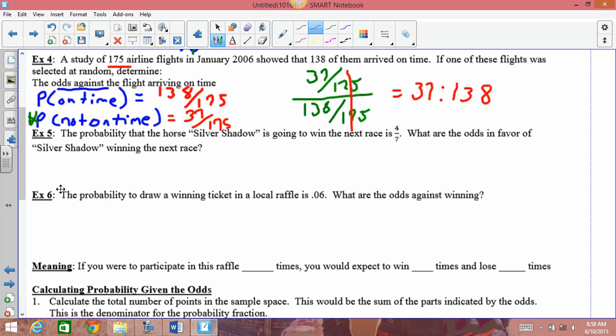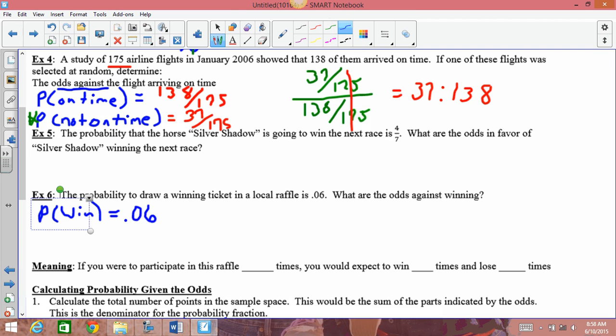Okay. Example 5 and example 6 are similar. Example 6 is the harder one, so I'm going to talk you through that one. In example 6, it says the probability of drawing a winning ticket in a local raffle is 0.06. What are the odds against you winning? So they're giving me the probability of me winning. So, probability that I win. But you'll notice here they give it to me as a decimal, 0.06.